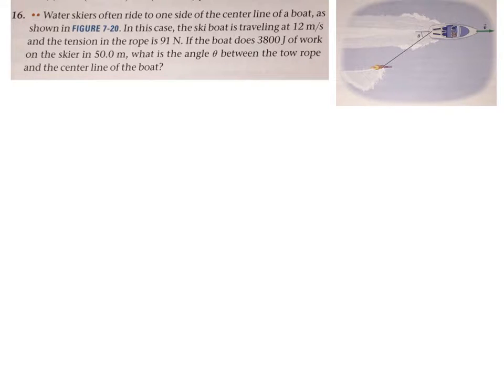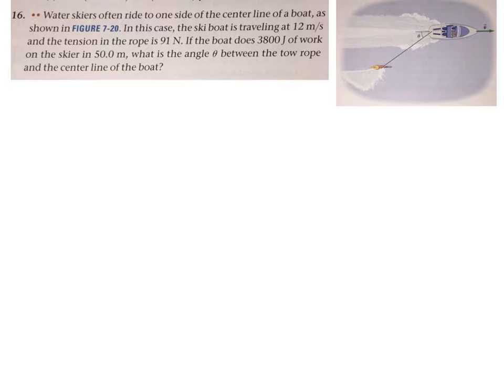Chapter 7, Number 16. Water skiers often ride to one side of the center line of the boat, as shown in the figure. In this case, the ski boat is traveling at 12 meters per second and the tension in the rope is 91 newtons. If the boat does 3,800 joules of work on the skier in 50.0 meters, what is the angle between the tow rope and the center line of the boat?